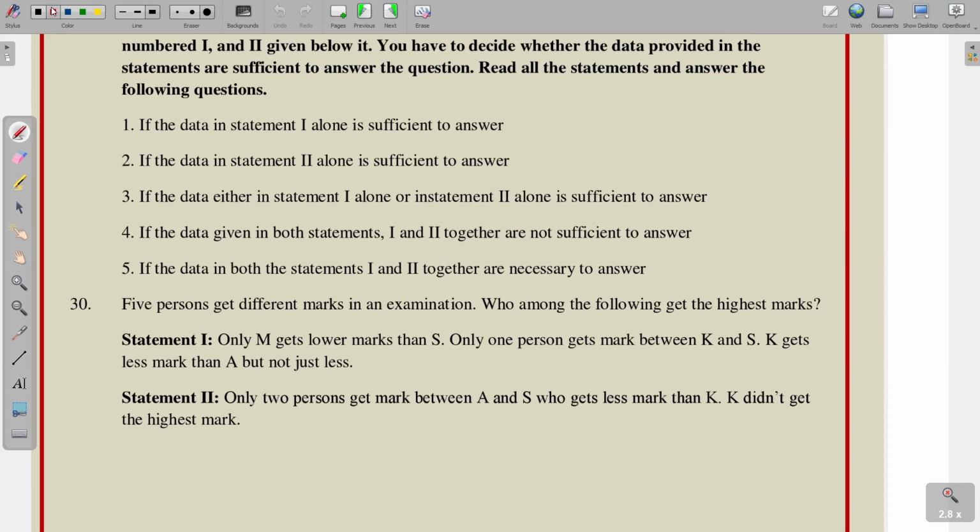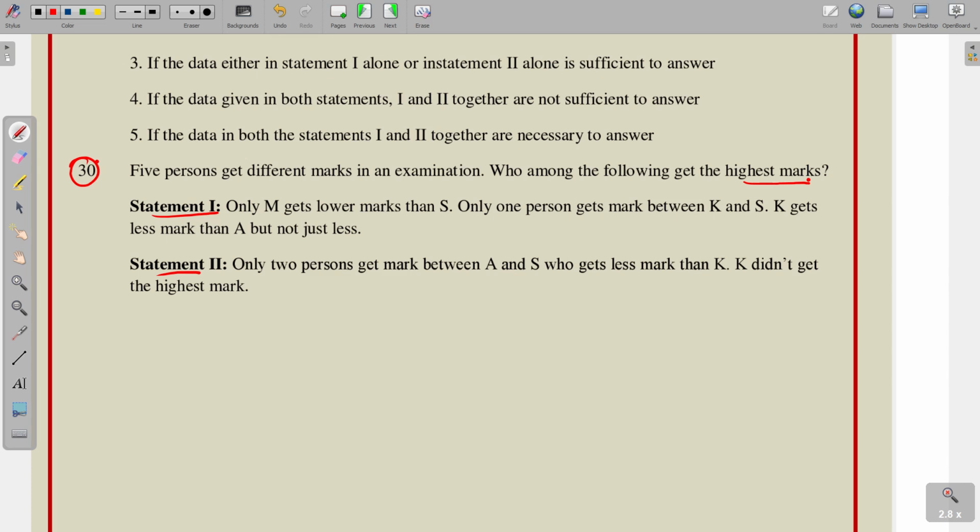So data sufficiency. So see the first one. Question number 30. Here we have 2 statements and also 1 question. 5 persons get different marks in an examination. Who among the following gets the highest mark? Okay. So total 5 persons are there. So from statement 1.